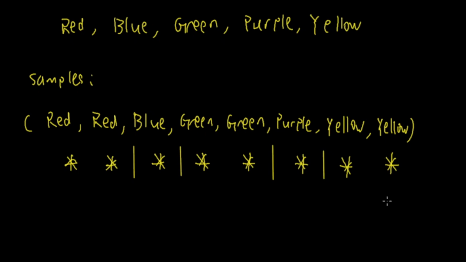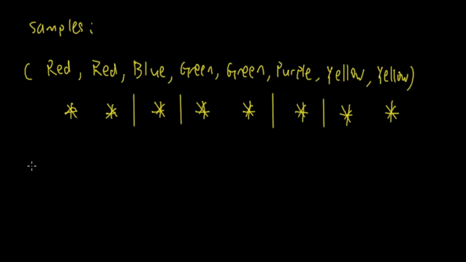Now I will not draw a bar on this side or this side, on the left and right, because I don't need to. There's nothing on the left or right side, right? So I have 1, 2, 3, 4, 5 categories. That's right, there are 5 types of color, right? Okay.